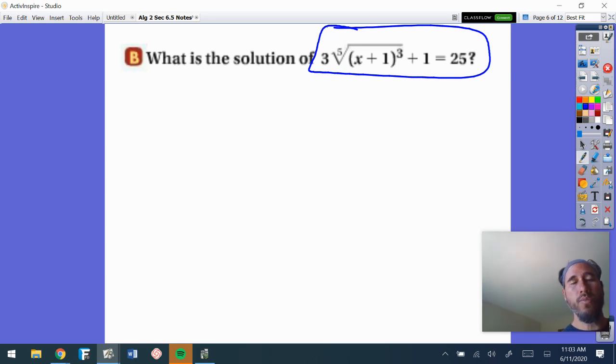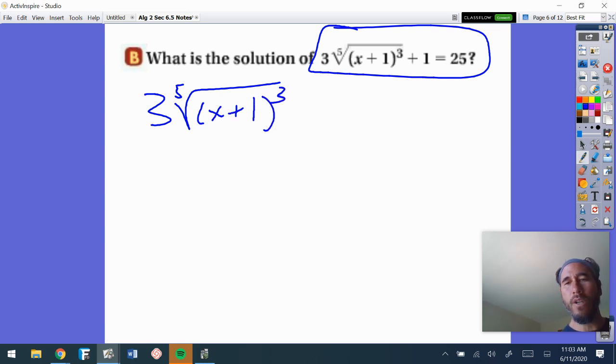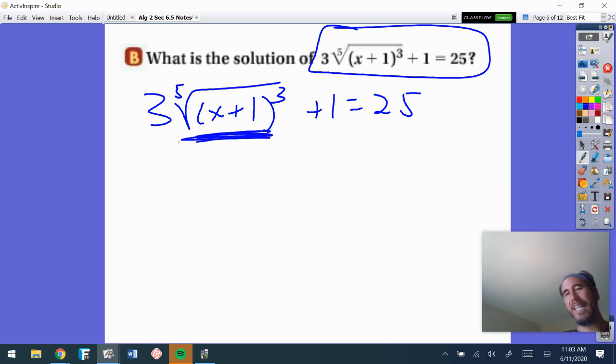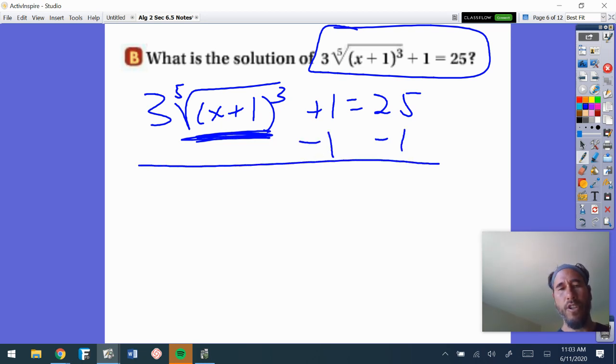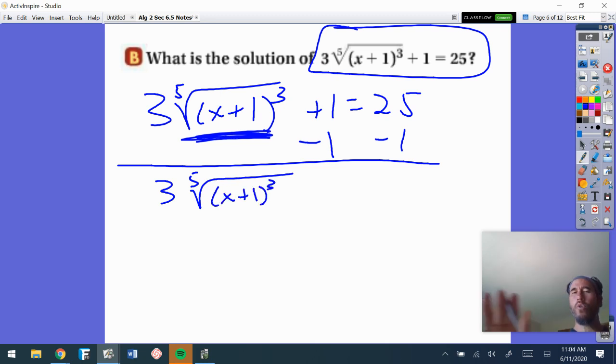So let's go ahead and do this one. This time it's 3 times the 5th root of x plus 1, to the 3rd power, plus 1 equals 25. Remember, we got to get the radical by itself. Well, how do I get the radical by itself? Well, we subtract 1 on both sides first. 3, 5th root of x plus 1 to the 3rd. Remember, you could put that 3 there or on the outside. Equals 24.